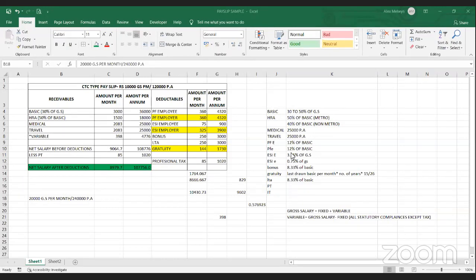If you belong to that grade level, you can definitely go for LLTC, or else you might have only the LTC applicable, with concession rates given for different travel options. Yeah, okay, sir. Thank you. Thank you.